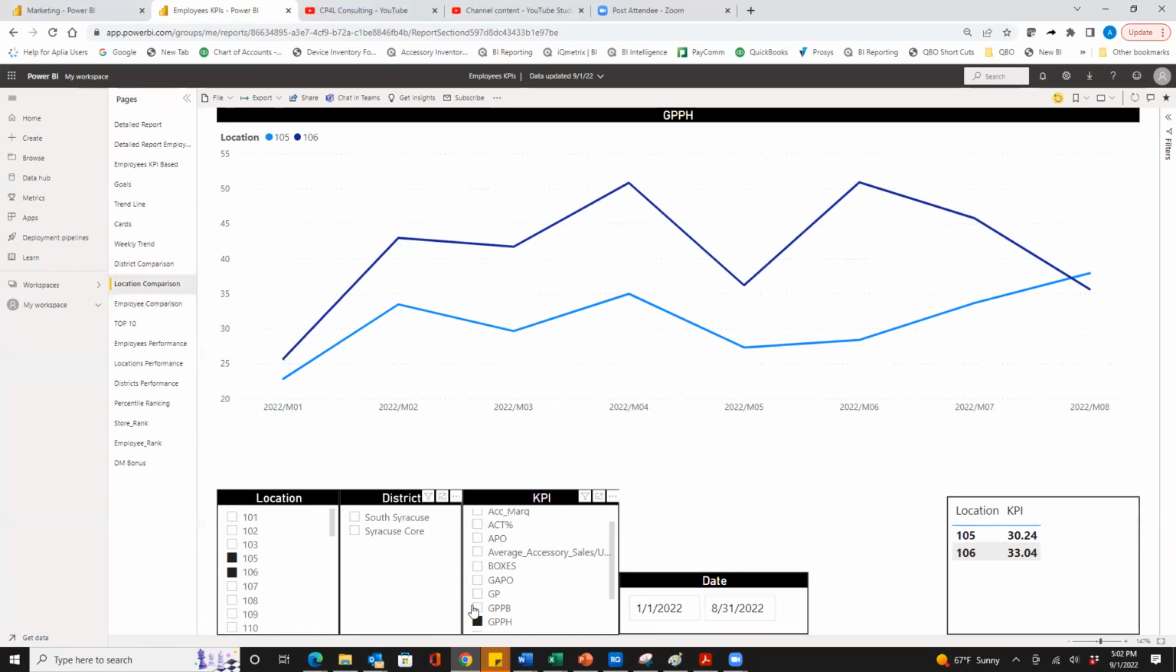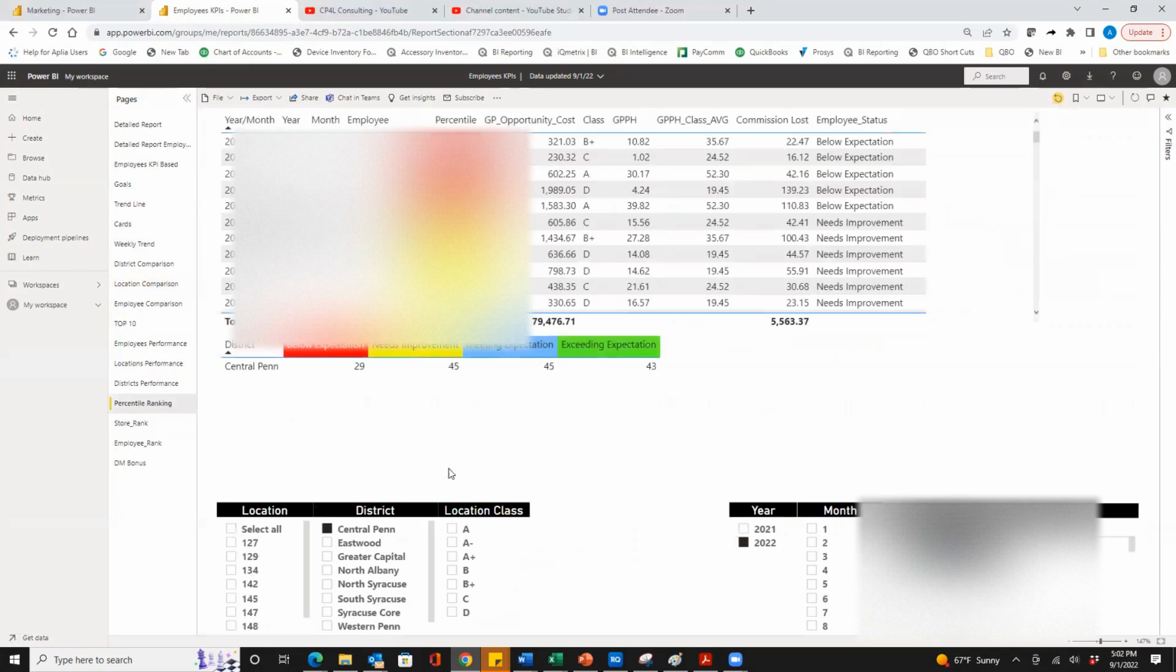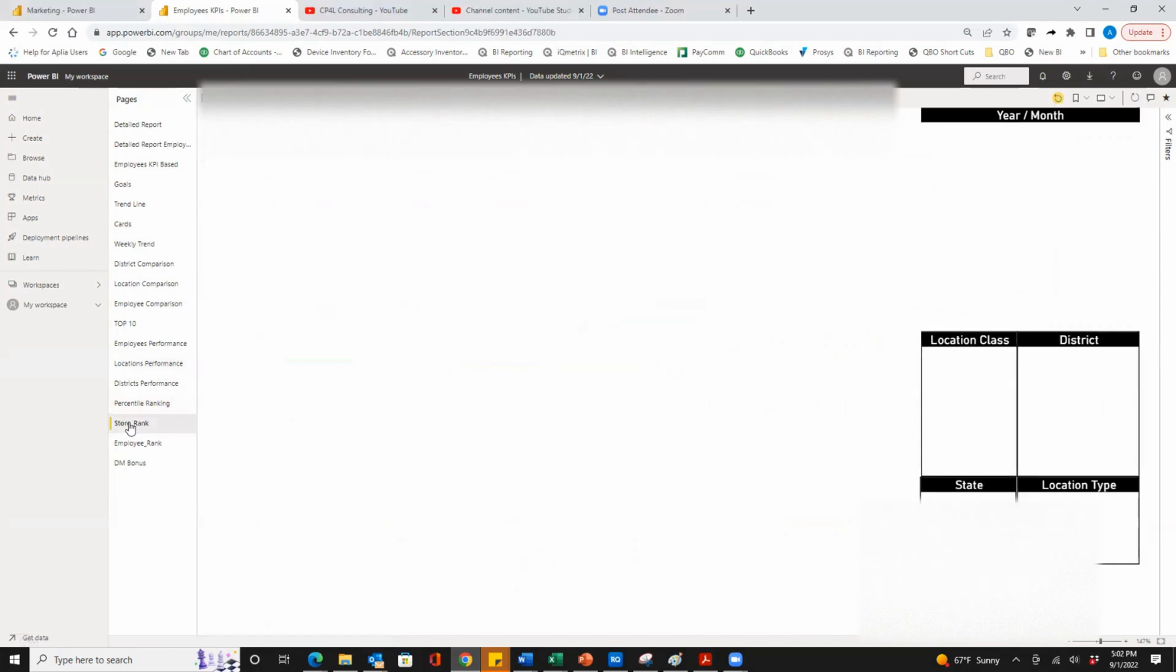You'll go into the same location, and then you could go into gross profit per hour and ask the employee, why is your productivity per hour $5 or $10 less than your peers, even though it's in the same store? And there are other great things that we have built, percentile ranking. We rank employees based on their class of store that they operate in. So you're able to look at a specific employee and see how they're doing and where they're headed.